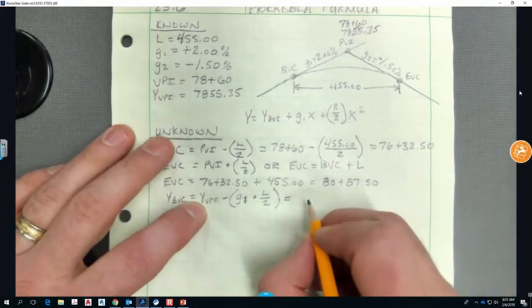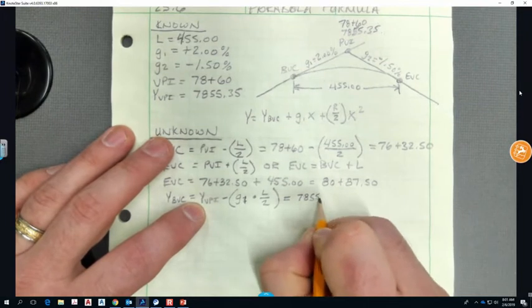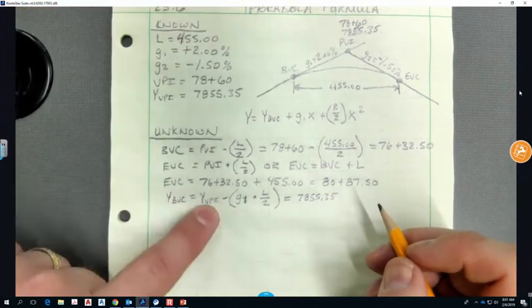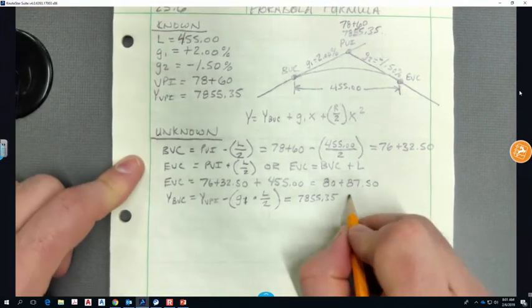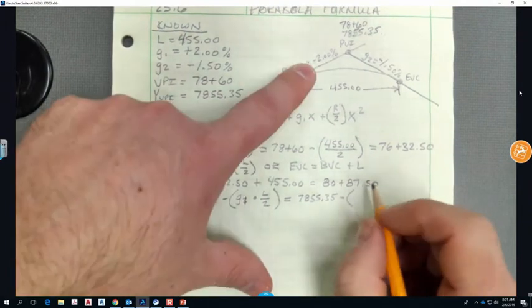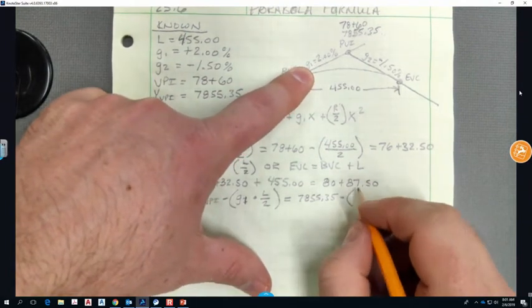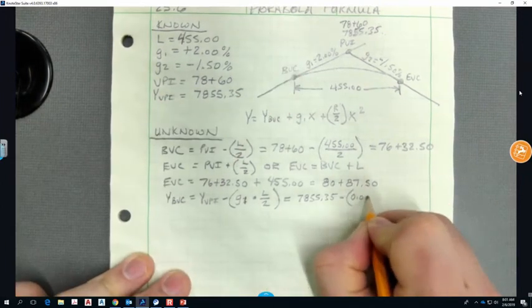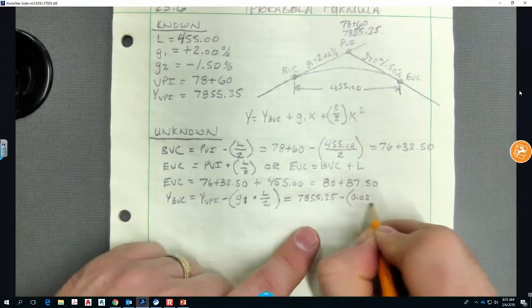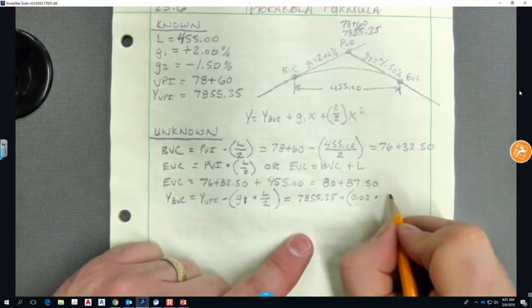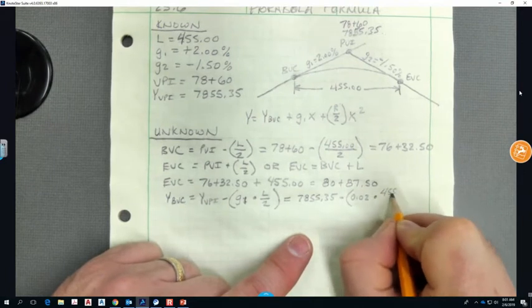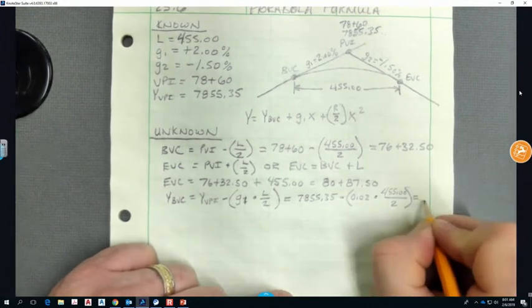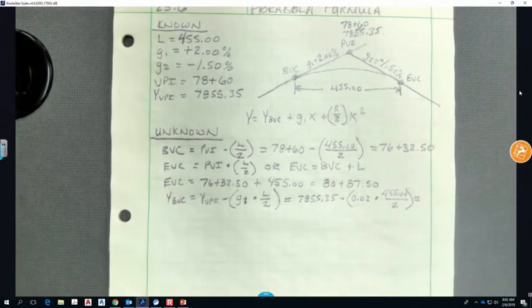So I'm going to have 7855.35. So that is the Y PVI, which is here. And then minus G1. Okay, but G1 in this case is going to be in its decimal form. That's important. So 0.02. We're in a decimal form for G1 here now. Okay, times 455.00 over 2. All right, and that's going to equal what for an elevation for YBVC?